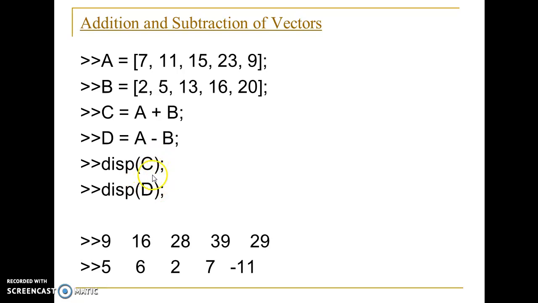So when I write disp C, the answer is the addition of two vectors A and B. So 7 plus 2, 9; 11 plus 5, 16; 15 plus 13, 28; 23 plus 16, 39; 9 plus 20, 29. Similarly, D is equal to A minus B. So D is equal to 7 minus 2, 5; 11 minus 5, 6; 15 minus 13, 2; 23 minus 16, 7; and 9 minus 20 is equal to minus 11.